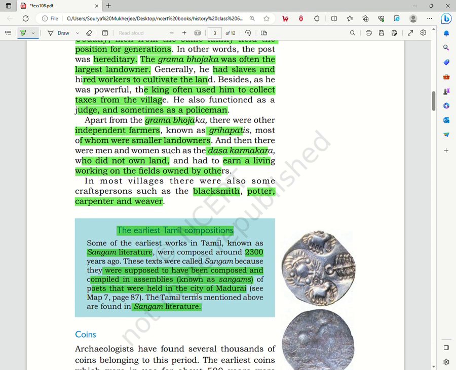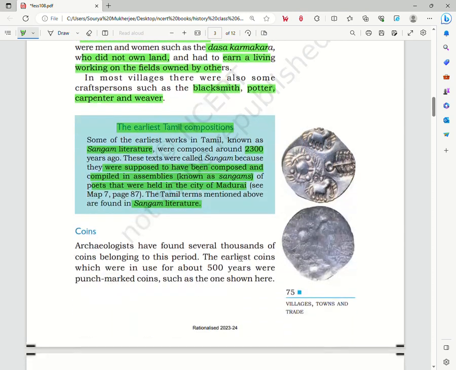If you look at the Sangam age, this time is also known as the Sangam age in the history of southern India. There were three kingdoms: the Pandyas, Cheras, and Cholas. So these Pandyas, their capital city was Madurai. So in this city, all these Sangams were held. So let's go to the next part.